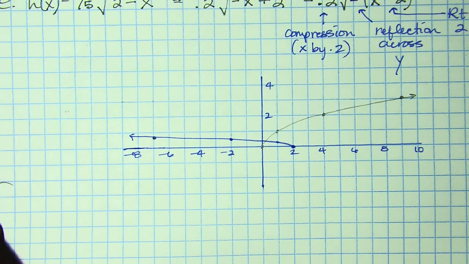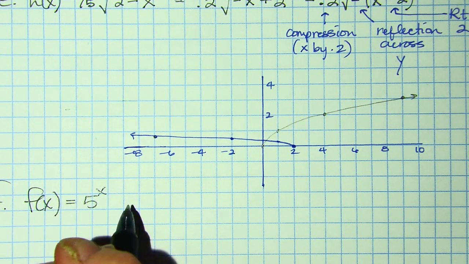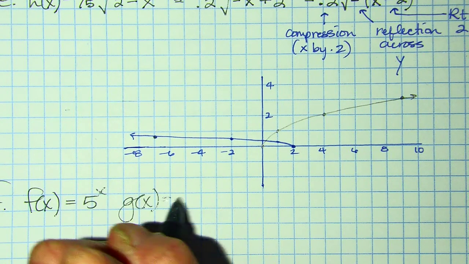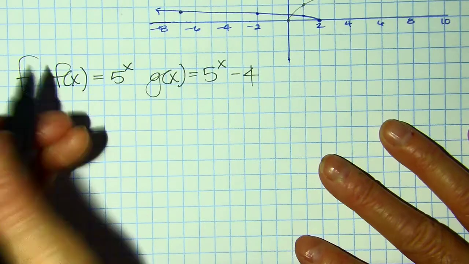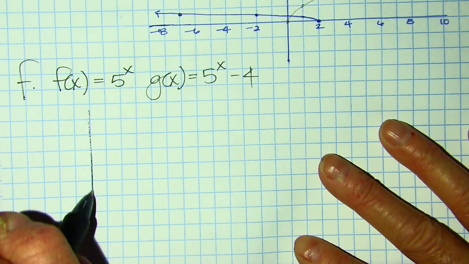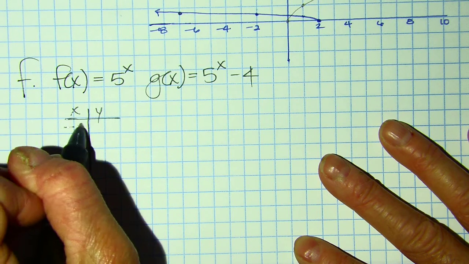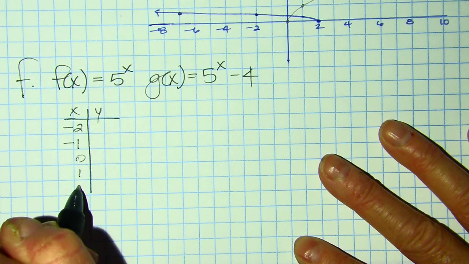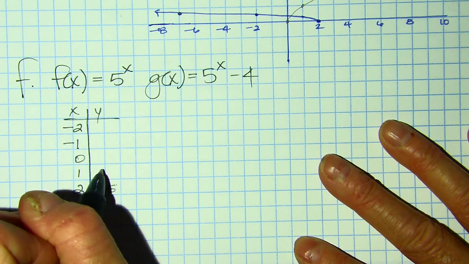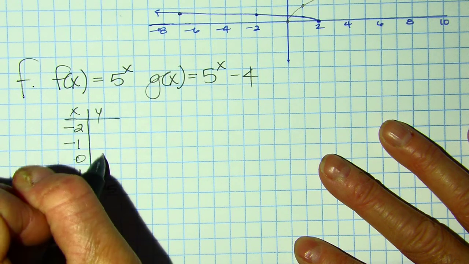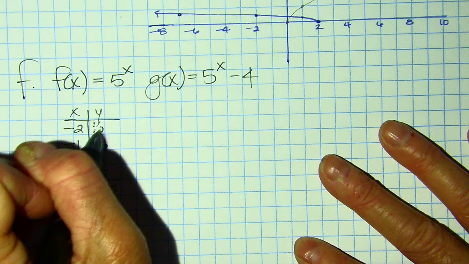So for F, it has us using 5 to the x, and they'd like us to graph 5 to the x minus 4. And so I have a new parent function. So 5 to the x, if I do a parent function, 5 squared is 25. 5 to the first is 5. 5 to the 0 is 1. This is 1/5, and this is 1/25.